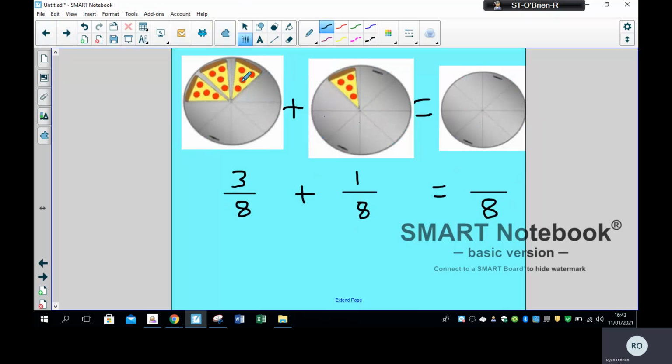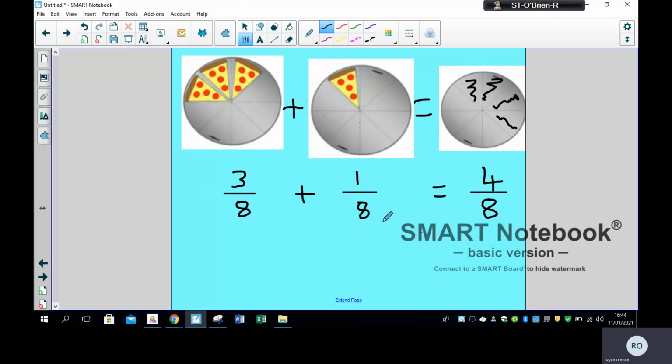Mr. O'Brien has eaten 3 slices of pizza: 1, 2, 3. But Mr. O'Brien, you know what he's like with his big belly. He gets a bit peckish, and he's eating another slice of pizza out of 8. So 3 slices he ate earlier, 1 more slice out of 8 he ate next. Well, 3 add 1 is 4. So Mr. O'Brien's eaten 4 out of the 8 slices of pizza, 4/8.